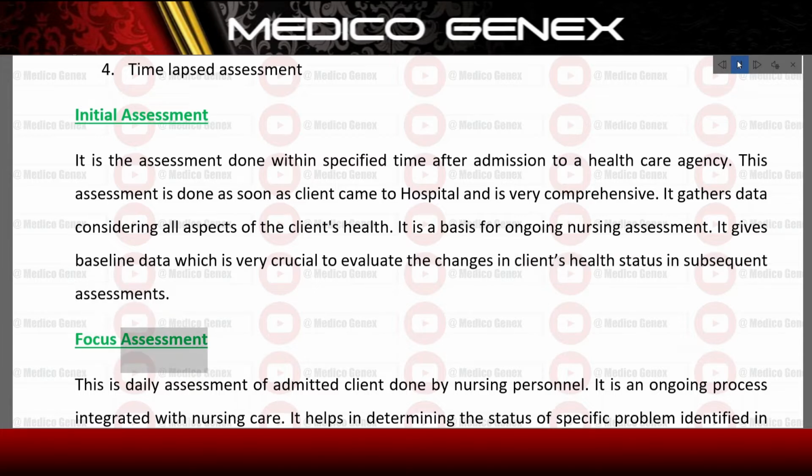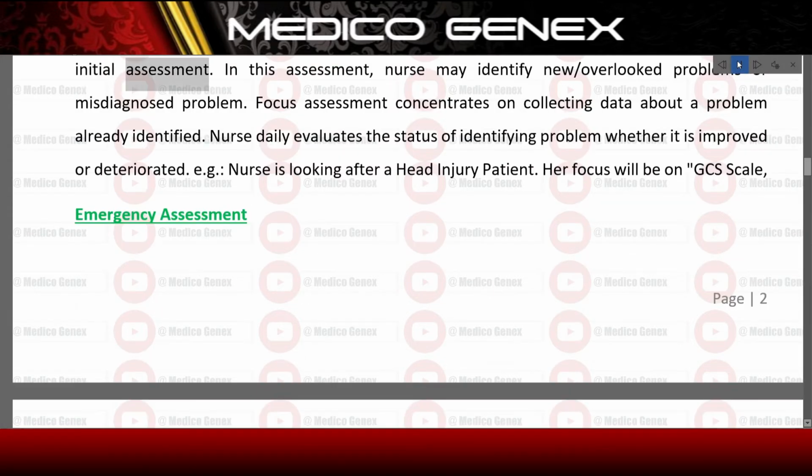Focus assessment. This is daily assessment of an admitted client done by nursing personnel. It is an ongoing process integrated with nursing care. It helps in determining the status of specific problems identified in initial assessment. In this assessment, the nurse may identify new or overlooked problems or misdiagnosed problems. Focus assessment concentrates on collecting data about a problem already identified. The nurse daily evaluates the status of the identified problem, whether it is improved or deteriorated.